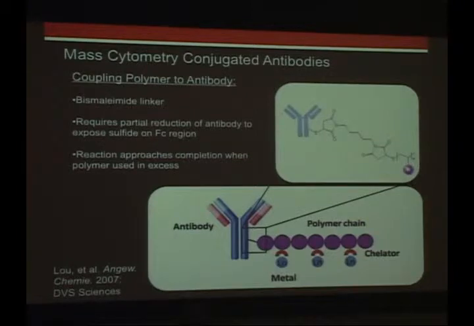So we use a bismaleimide linker on a polymer chain that has a number of different chelating groups, each binding lanthanide ions. So as I mentioned, this technique does require partial reduction of the antibody to expose those sulfhydryls in the Fc portion.